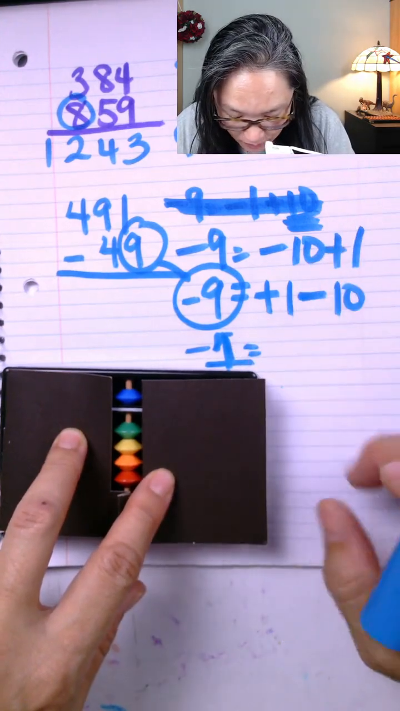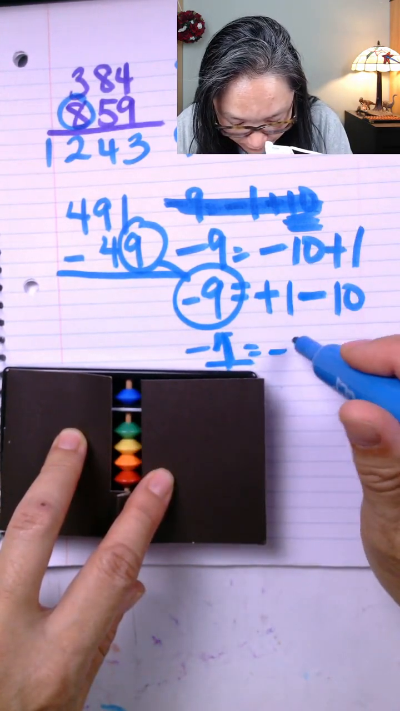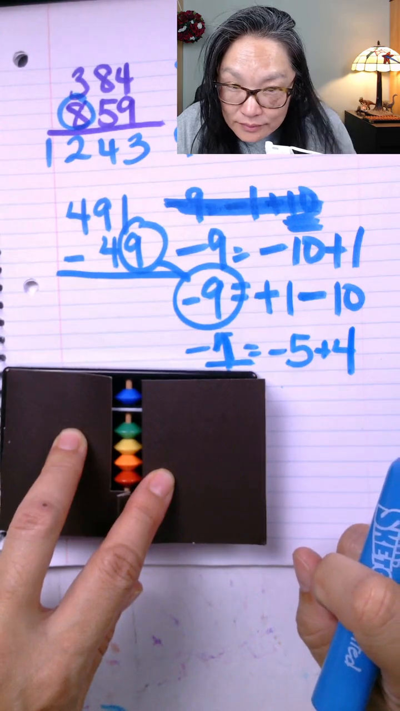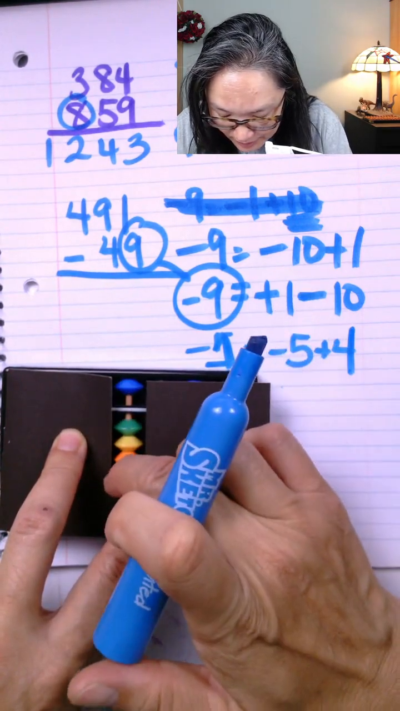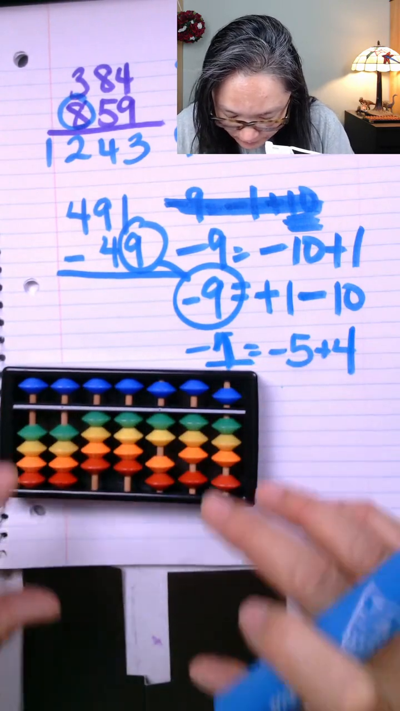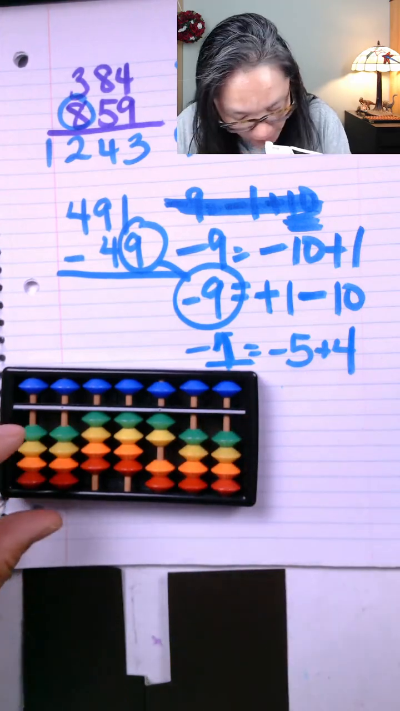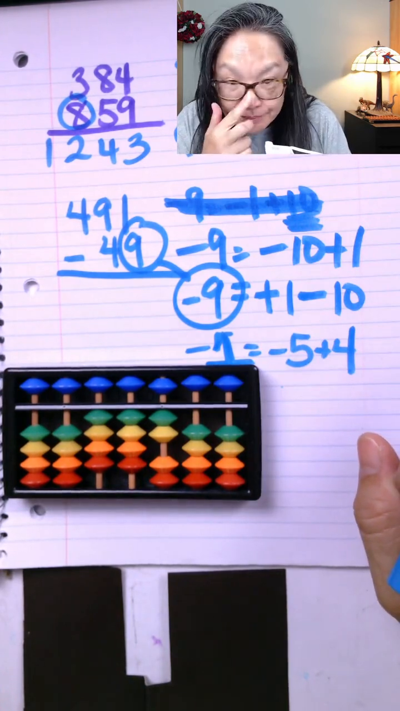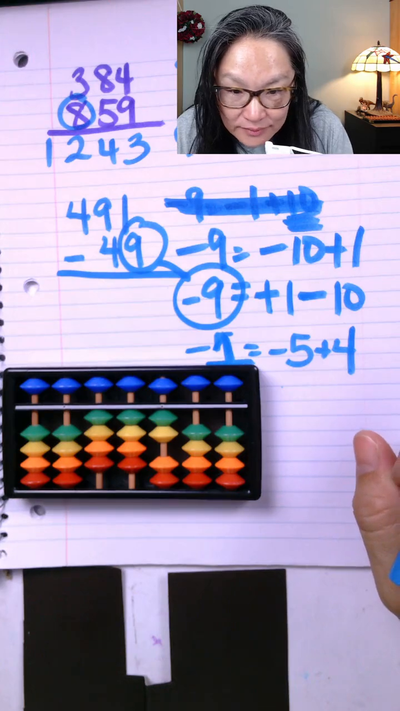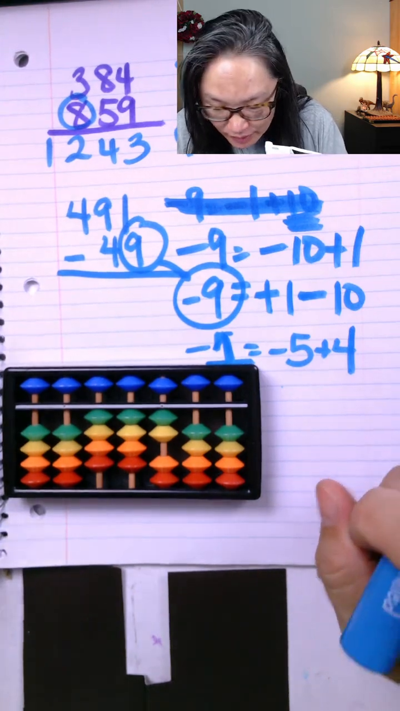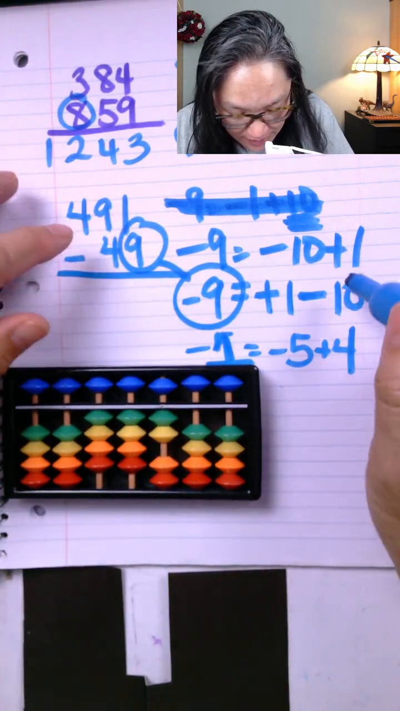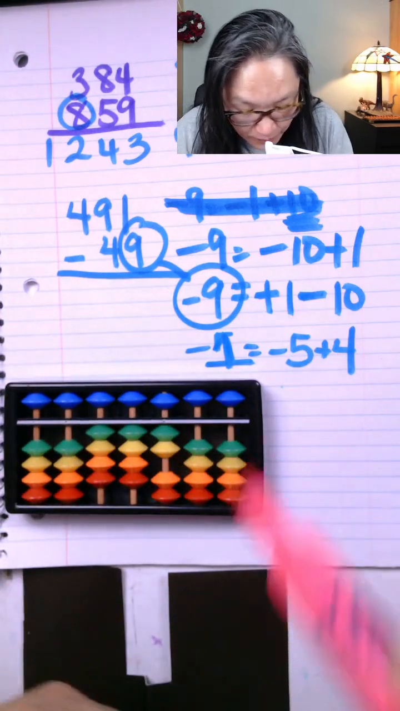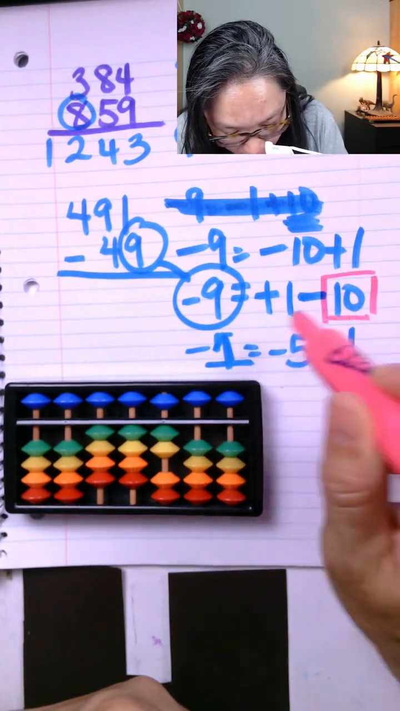So minus the 1 is what? Minus the 5 plus the 4. Minus the 5 plus the 4. So what is our final answer? Does that make sense? What did we just do? We took away the 9, but this right here became a 2-step equation, but it's still similar.